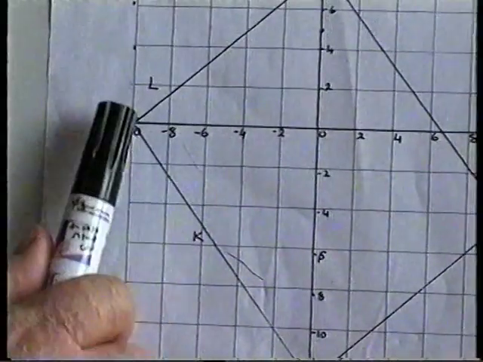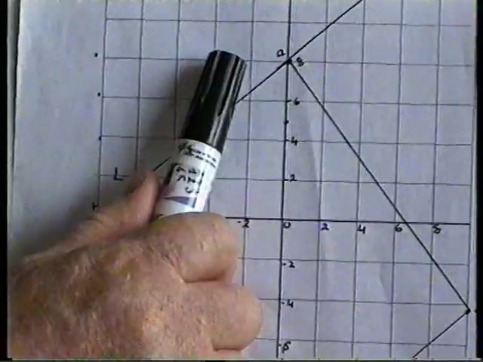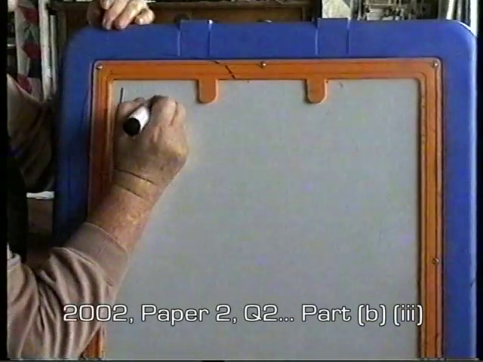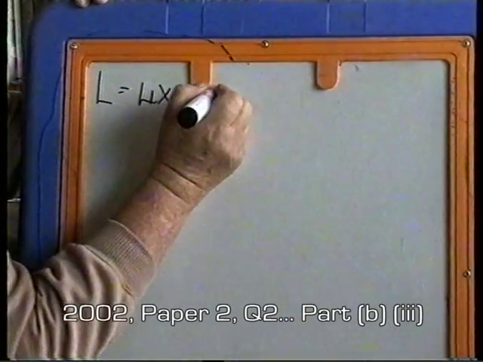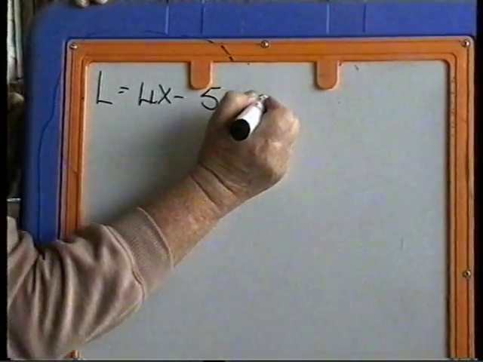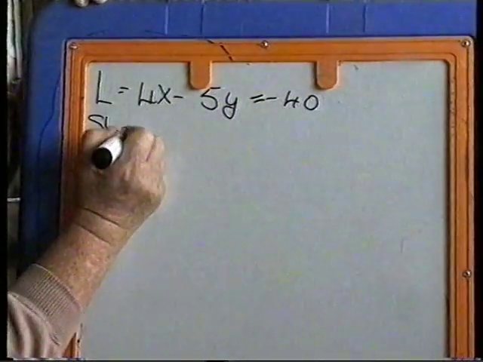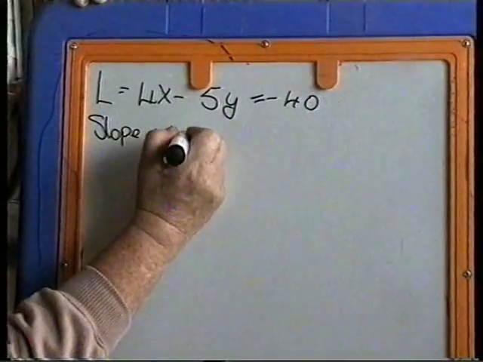Now the slope of L was 1, 2, 3, 4 over 1, 2, 3, 4, 5. The slope of L was 4 over 5. And the equation of L is 4x minus 5y equals minus 40. So the slope of L is 4 over 5.